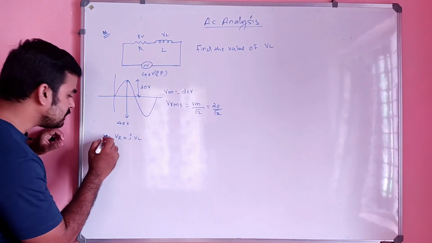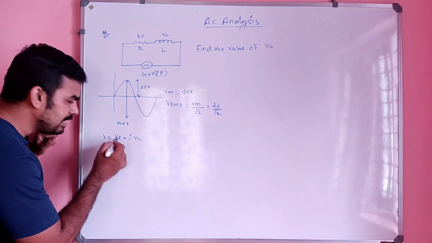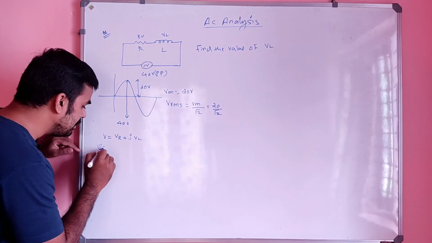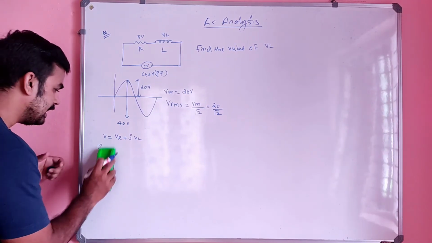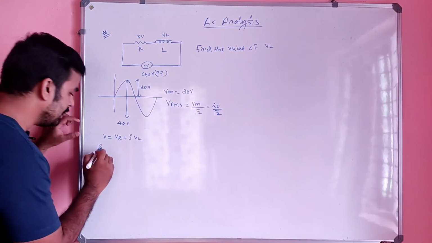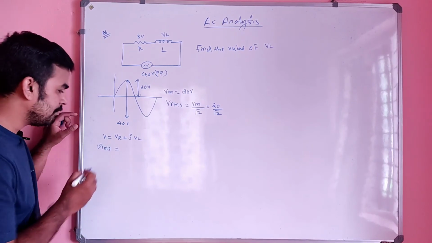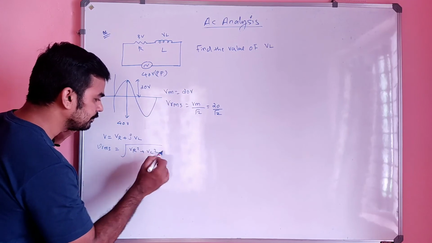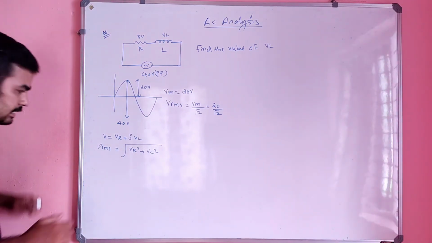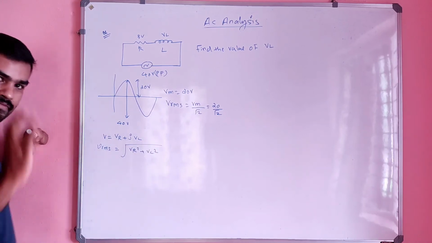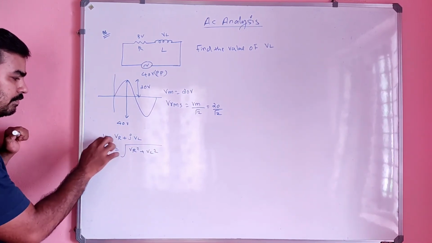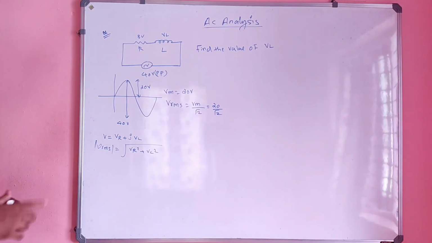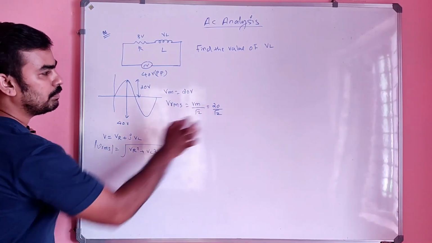That means this V is RMS value, this VR is RMS value, this VL is RMS value, so that our V is simply VRMS. I can write VRMS equal to root of VR square plus VL square. Is it correct? The modulus of this one. That is nothing but 20 by root 2, right?